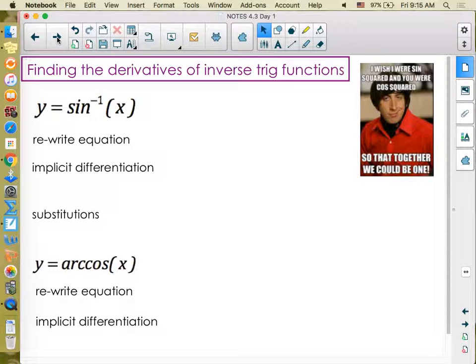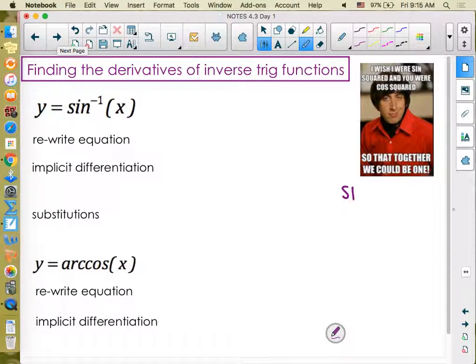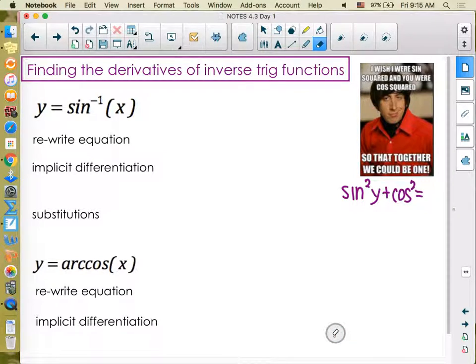So how are we going to find the derivatives of these trig functions? You have derivatives for your regular trig functions. Now we need them for the 6 inverse trig functions. So I want to take you back to one of your Pythagorean identities. You have a Pythagorean identity that said sine squared y plus cosine squared y equals 1.